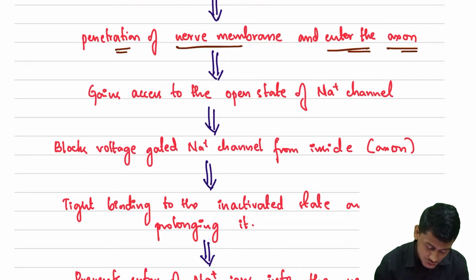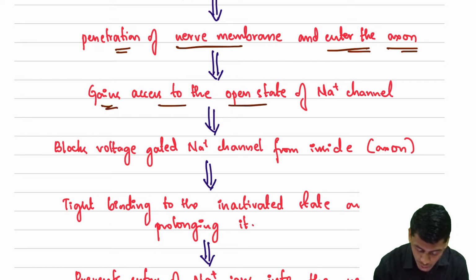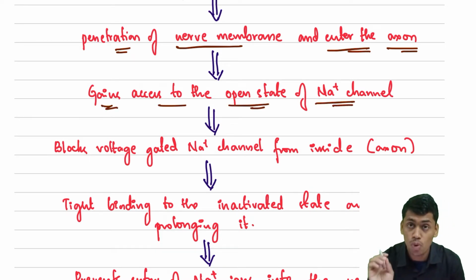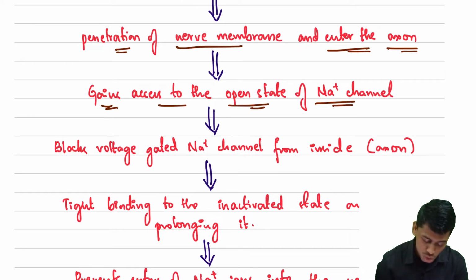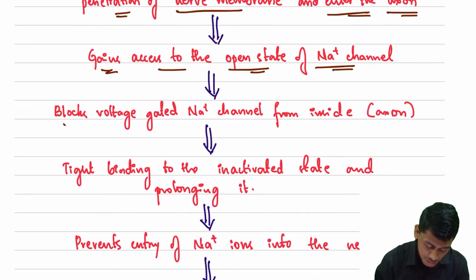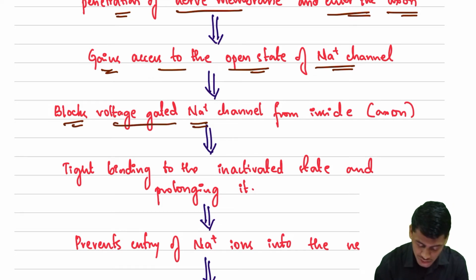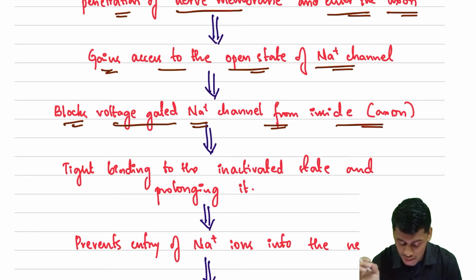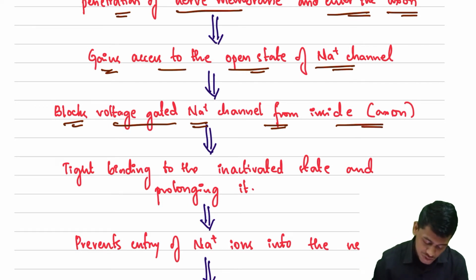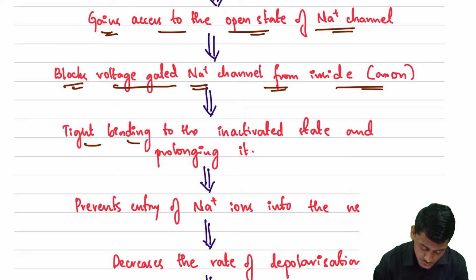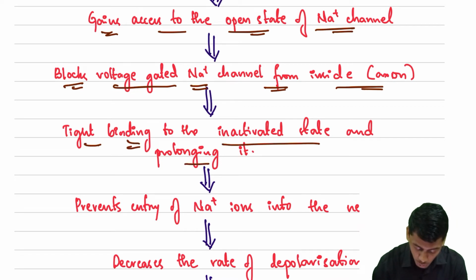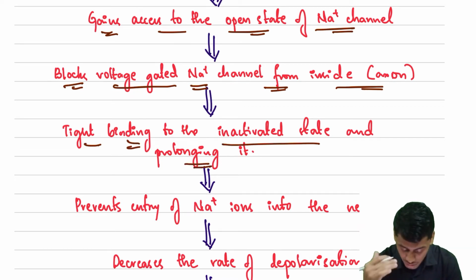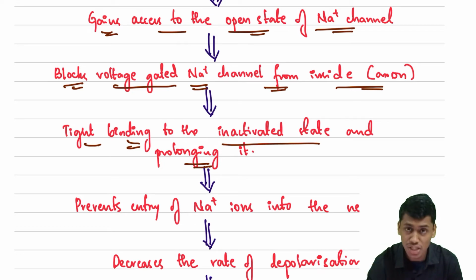Then after entering the axon, it gains access to the open state of the sodium channels. So we have open state sodium channels in the axon, and it gains access to the open state of the sodium channel. After gaining access, it blocks the voltage gated sodium channels from the inside, that is the axon. Then after blocking it, it tightly binds to the inactivated state and prolongs the inactivated state of the sodium channel.